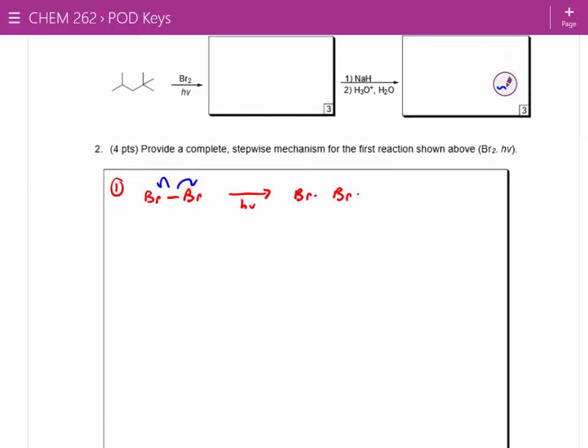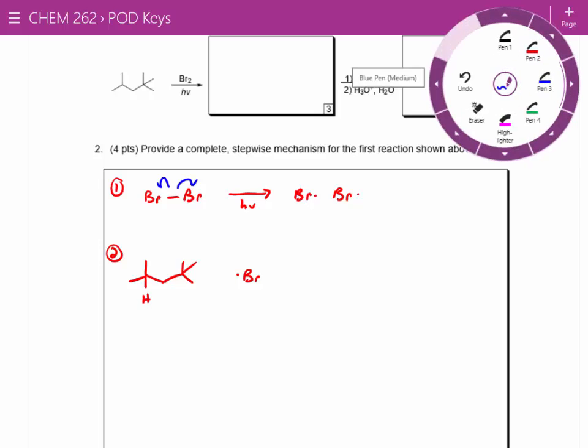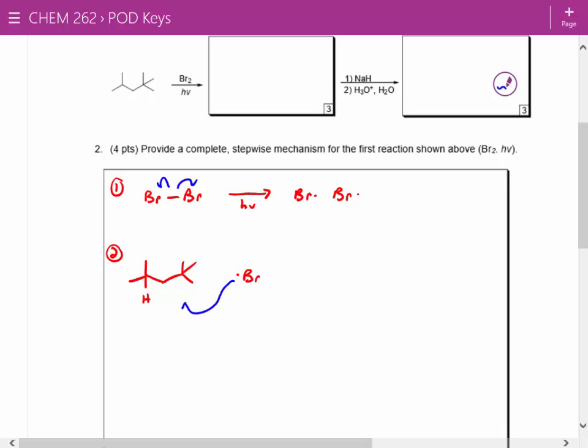And now for the second step, we need to do propagation. So for propagation, we've got a few different things going on. In the first step, we need to do a hydrogen abstraction. So we use one of these bromine radicals to grab a proton in this position, and then the other electron gets dumped down onto the neighboring carbon. And we get a tertiary radical along with HBr.